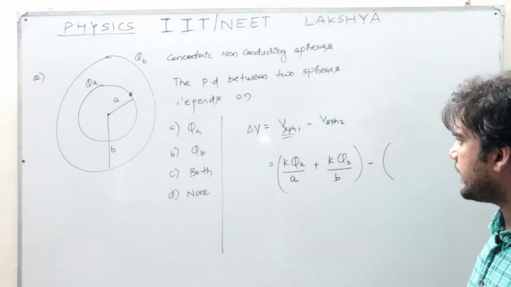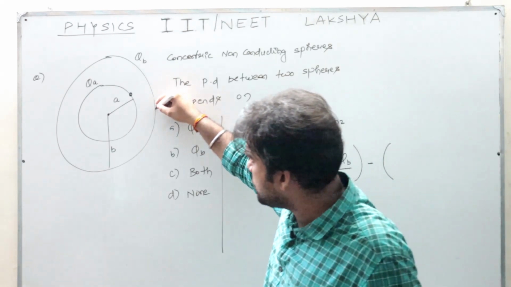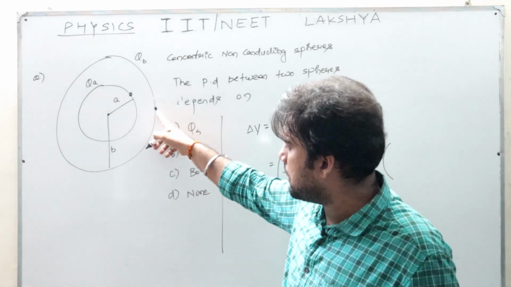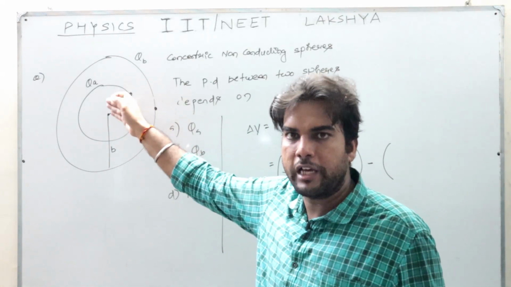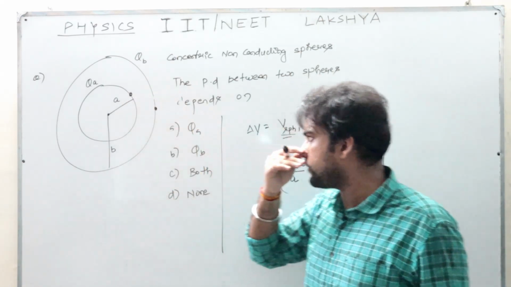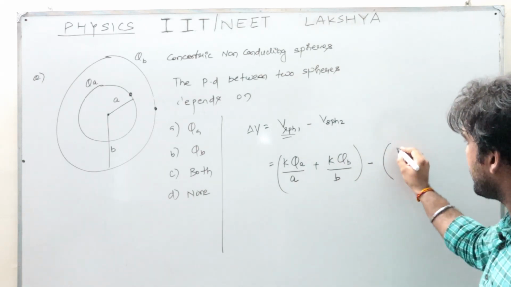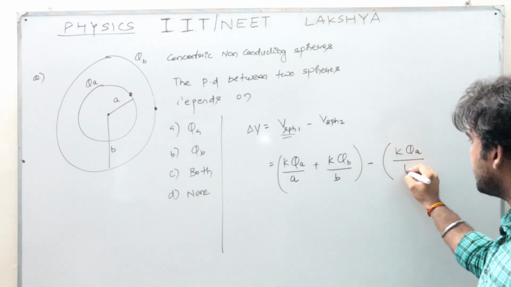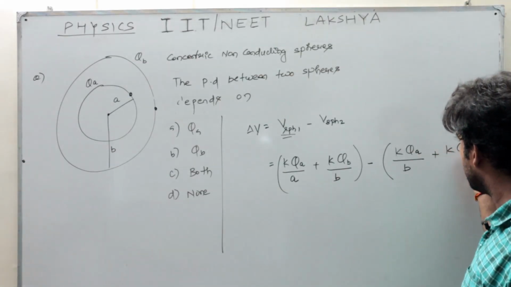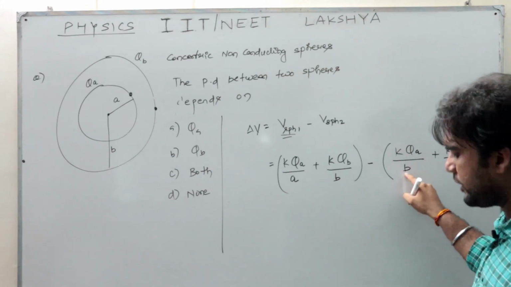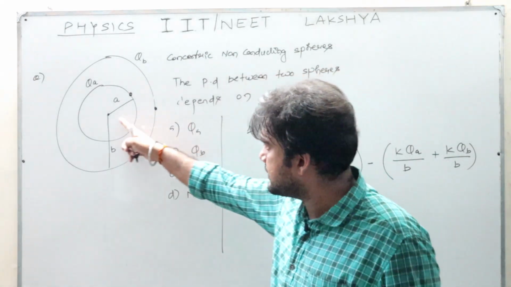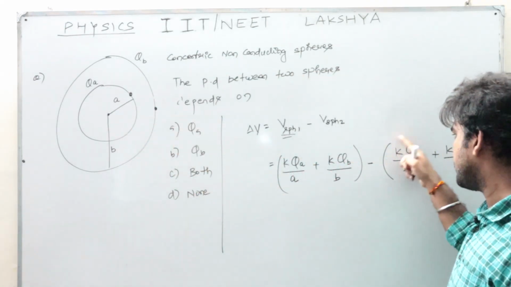Minus, I need to write the potential due to sphere 2. So this is your sphere 2 and on its surface. Now this point is acting as an outside point for sphere 1 and a surface point for sphere 2. For the outside point, what is the formula? K QA by b, plus K QB by b. Why am I putting small b here? The formula is kq by small r, so that small r will act as b for the first sphere.